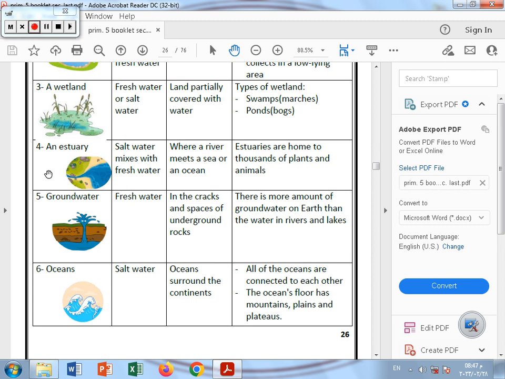Number 6, oceans. We know that oceans contain salt water, and the oceans surround all the land, or all the continents that we live on. And all the oceans are connected together. And we found out that the ocean's floor has mountains, plains, and plateaus.